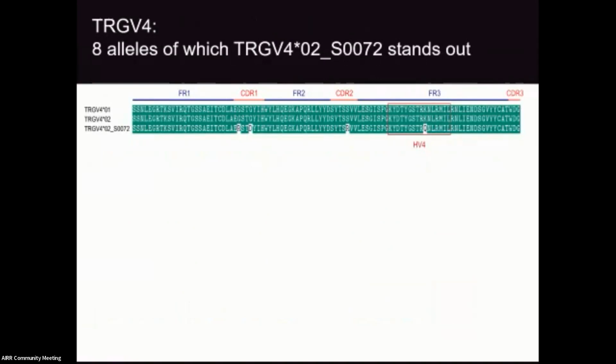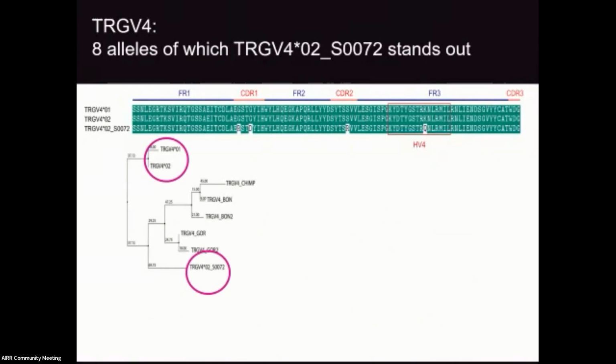And this is a very divergent V gene. So Martin basically looked at how it compares to non-human primates, and you can see here that the Homo sapiens TRGV4 alleles cluster here, we have a gorilla, a bonobo, and chimpanzee, and then this novel one that's clustering along with these ancient relatives. So that really suggested to us that this may be an old allele.